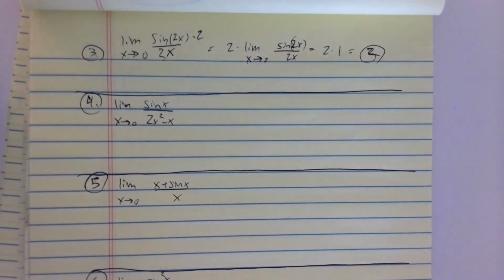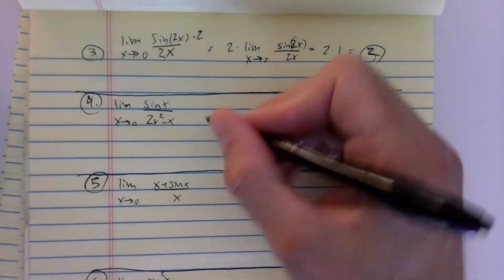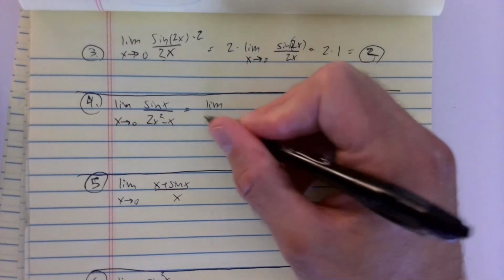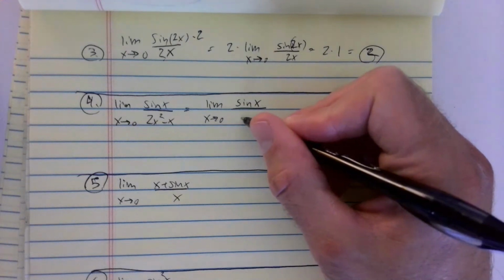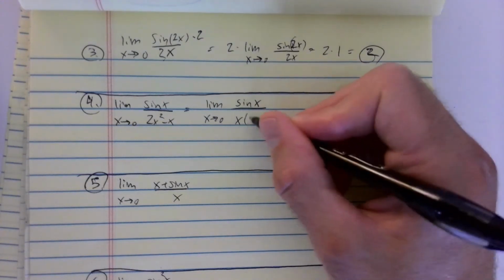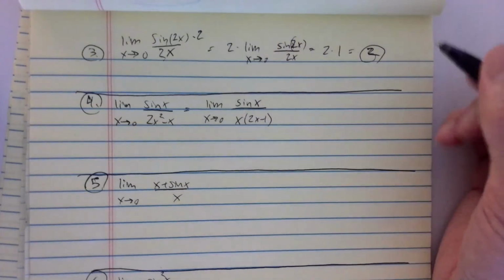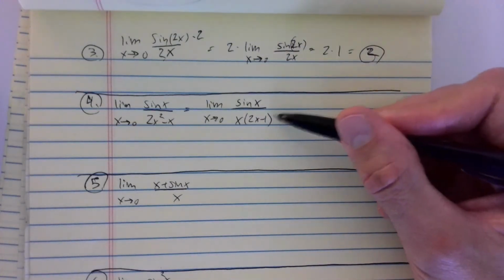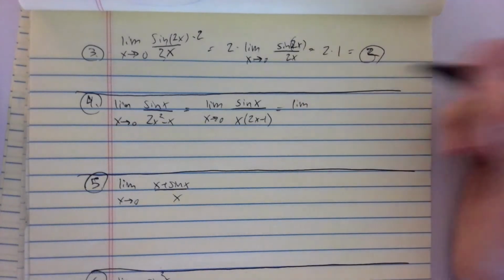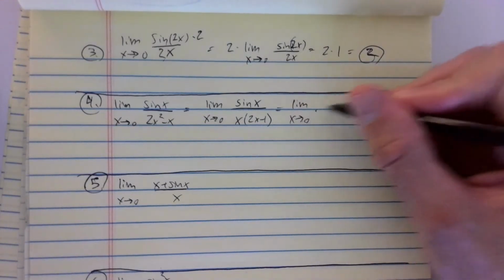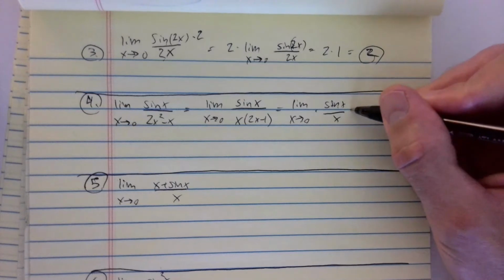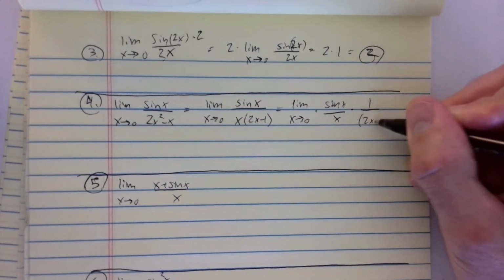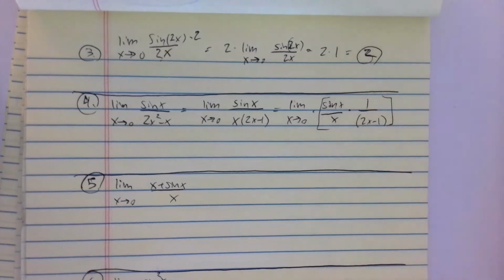On the next one, we've got sine x over 2x squared minus x, and we're taking the limit as x goes to 0 again. So I'm just going to do some factoring. Limit as x goes to 0. Top, not much I can do. Bottom, I can rewrite as x times 2x minus 1. And I'm going to change this to a multiplication of 2 fractions instead of 1 fraction. So that's sine x over x times 1 over 2x minus 1. And we're taking the limit of that whole thing.